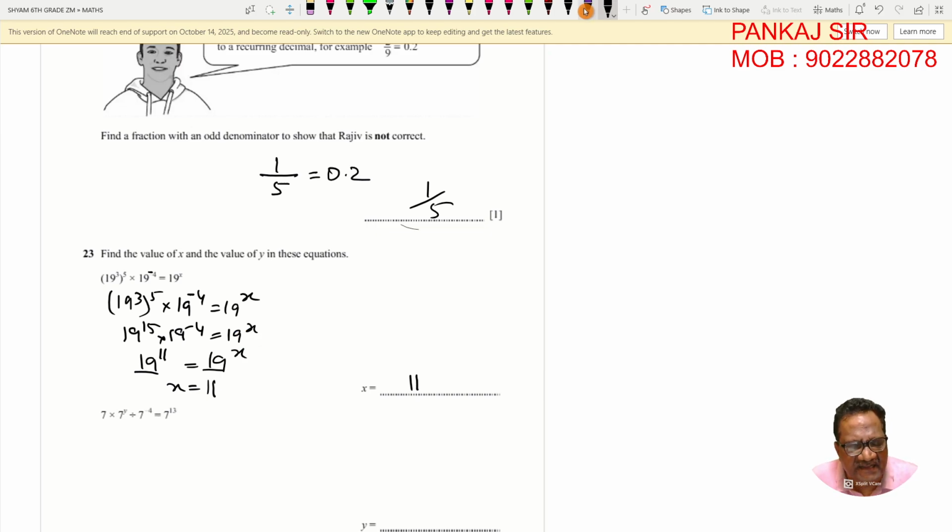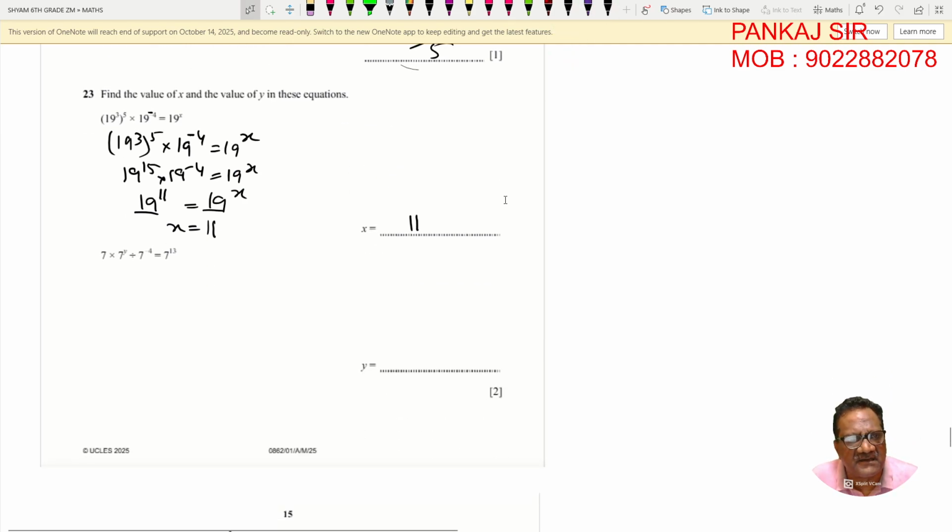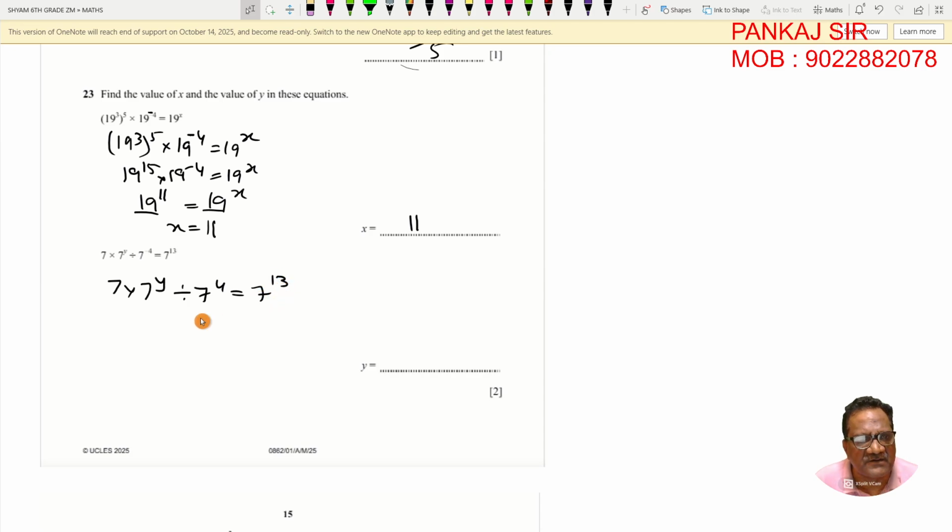Okay, next one is 7 multiplied by 7 raised to y divided by 7 raised to 4 equal to 7 raised to 13. So first let me do this. 7 into 7 raised to y will be 7 raised to 1 plus y. And this is divided, so I'll do it as multiplication. Here I can write 1 upon 7 raised to 4. This is equal to 7 raised to 13.